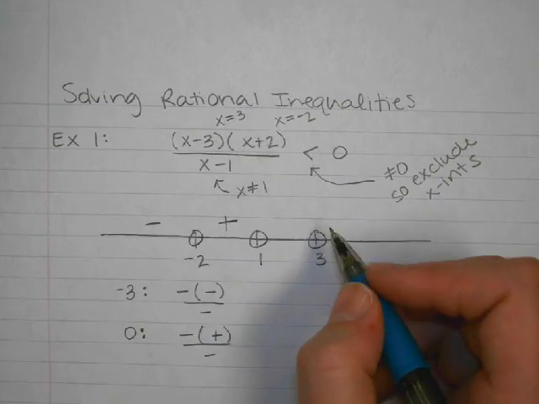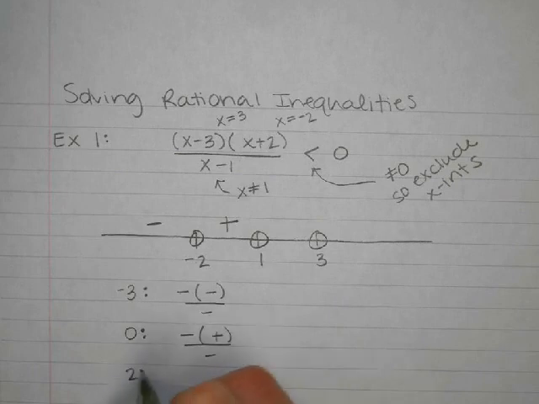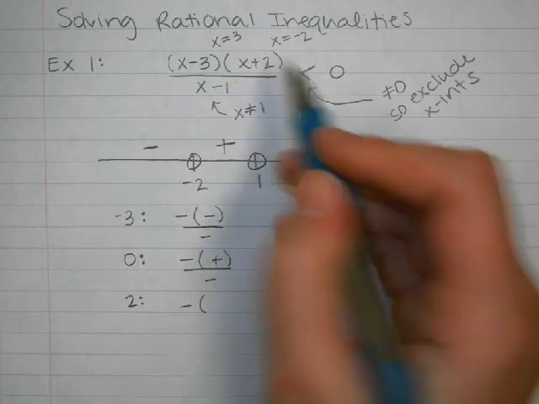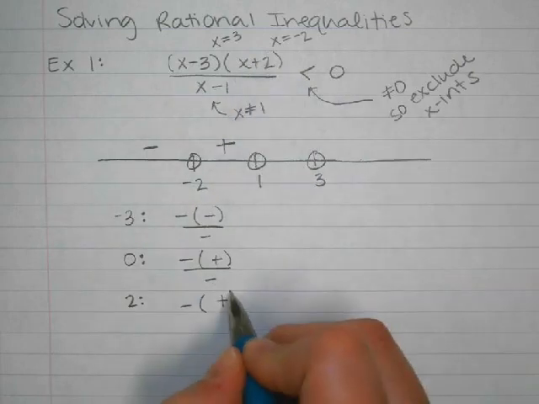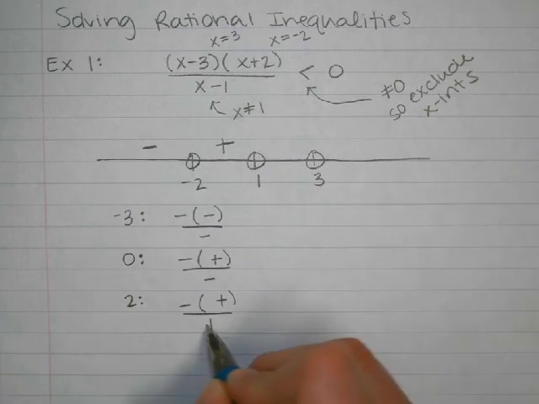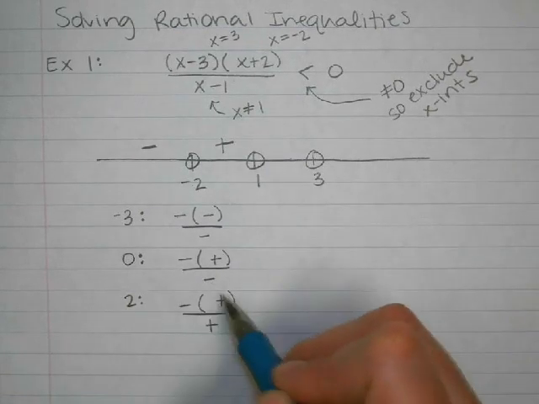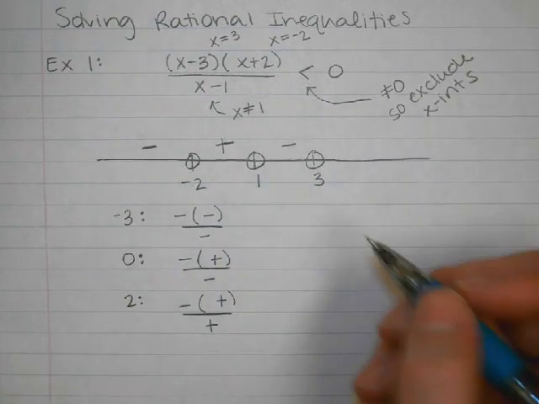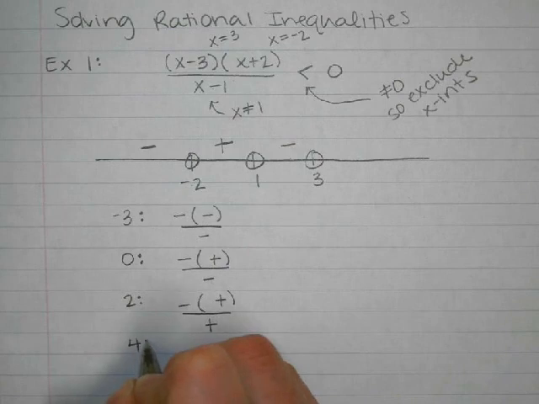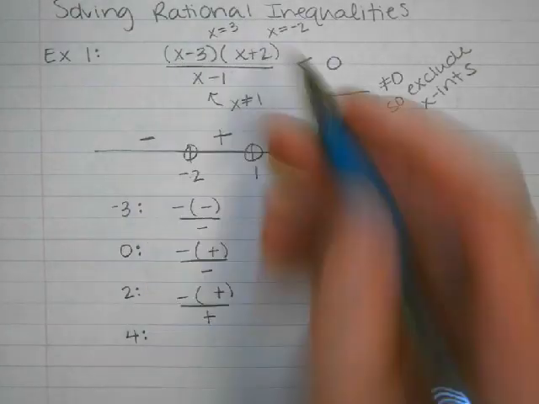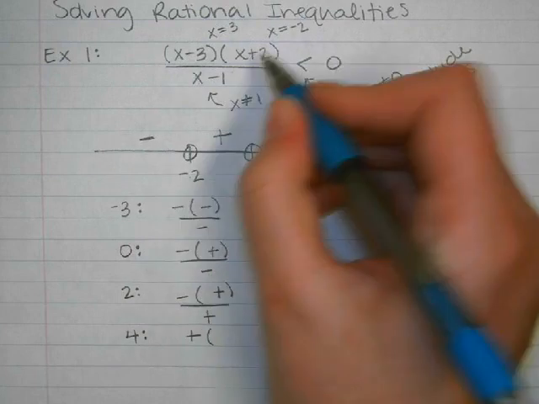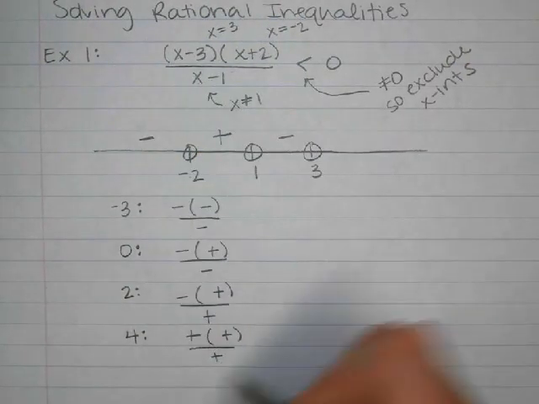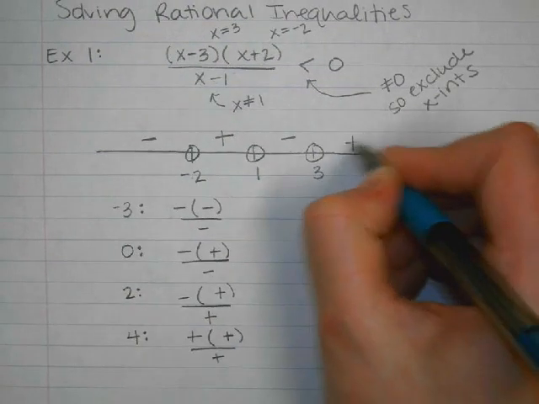Next, I'll choose a number between 1 and 3, like 2. If I plug in 2, 2 minus 3 is a negative, 2 plus 2 is a positive, and 2 minus 1 is a positive. So I would get a negative on top, and a negative divided by a positive is a negative. And last, I have to choose a number to the right of 3. So 4 minus 3 is positive, 4 plus 2 is positive, 4 minus 1 is positive, and so overall that would give me a positive number.